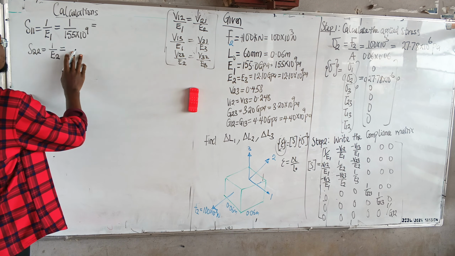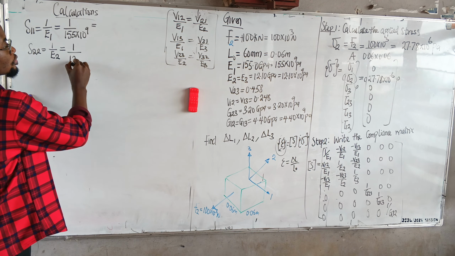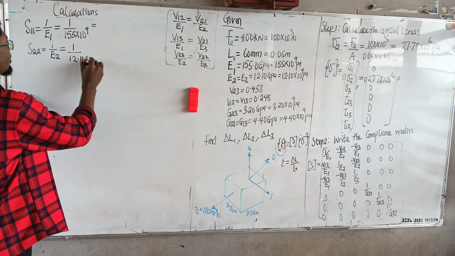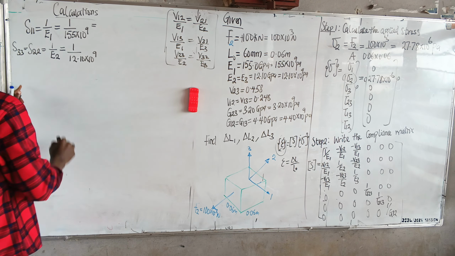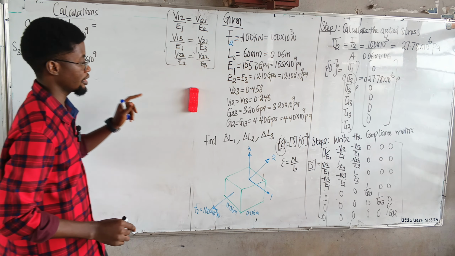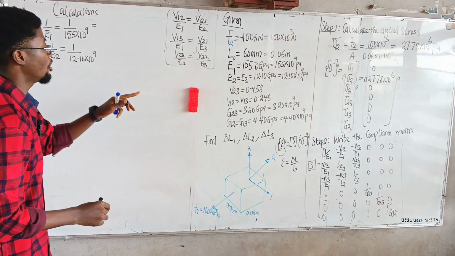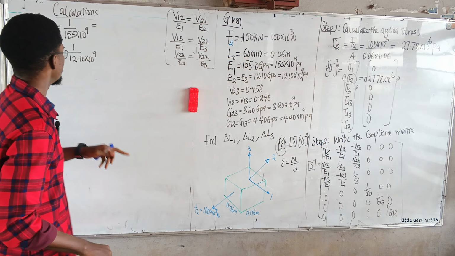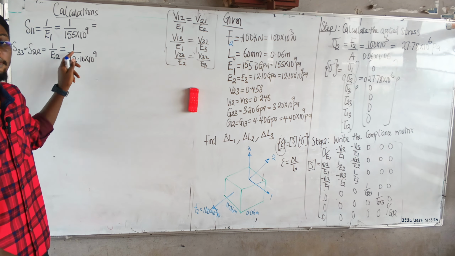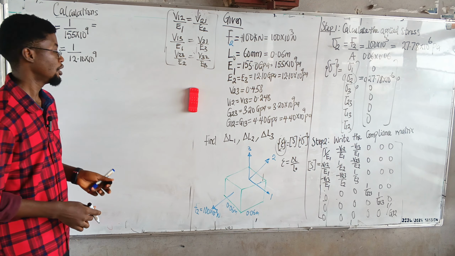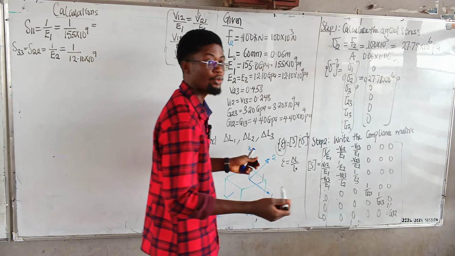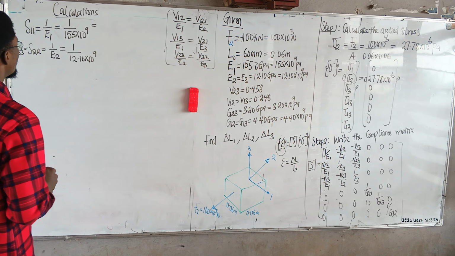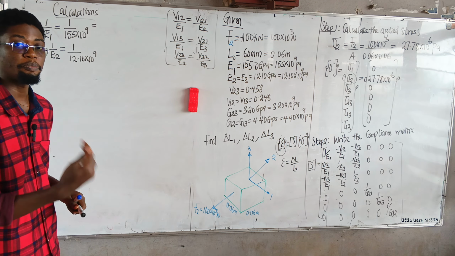So 1 over E2 is 1 divided by 12.10 times 10 raised to 9, which is the same thing as S33. Even if you write S33 as 1 over E3 and put the value of E3 there, the answer you get is still the same as 1 over E2 because they are the same thing. So S22 and S33 are equal. Okay, so we are done with all the Young modulus. Let's go to the Poisson ratio.